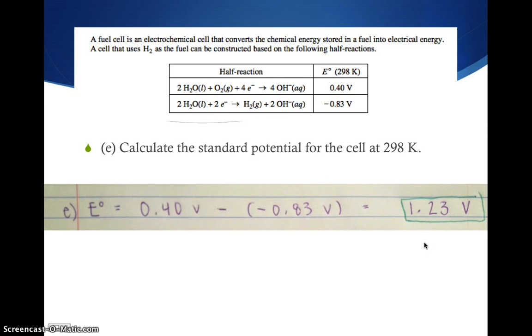And a key thing to remember in doing standard potential questions is to not multiply the cell potentials by the coefficients that we multiplied the equations with to balance the number of electrons, because in standard potential you just simply subtract the two. We don't consider the coefficients that we multiply with.